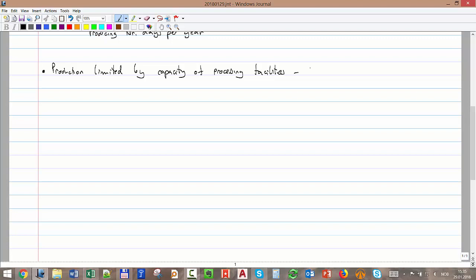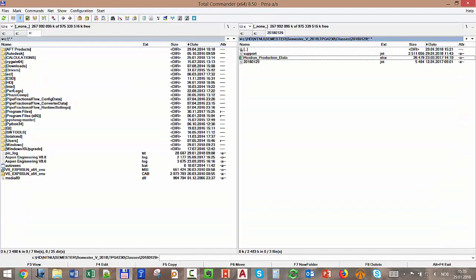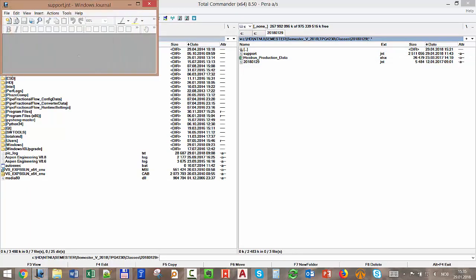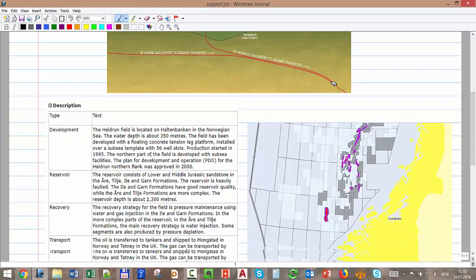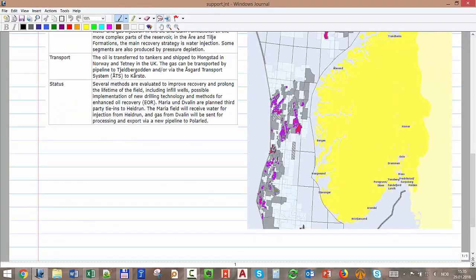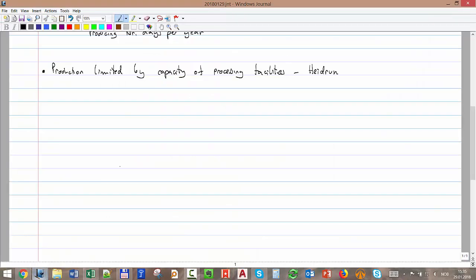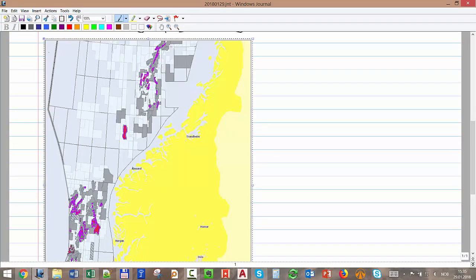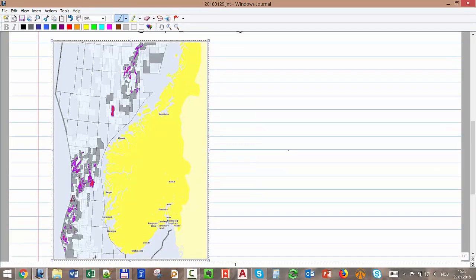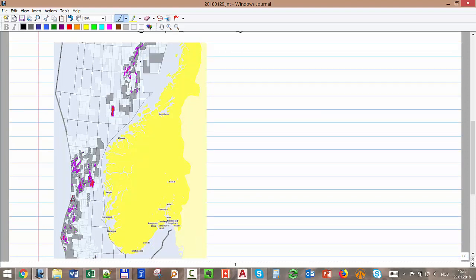And we're going to look at the data of Hydrun. It's a field that is located just some kilometers out of Trondheim. Okay, it's located here. Yeah, this data is all public. You can go yourself to NPD and find it. But actually, the field is located here. Okay. And it's an oil field.